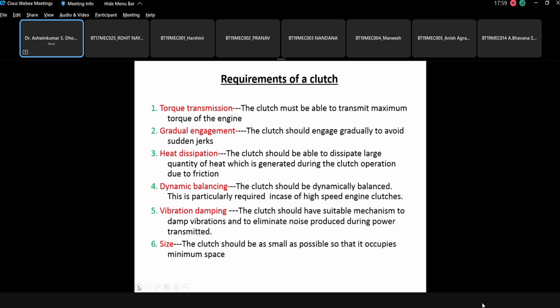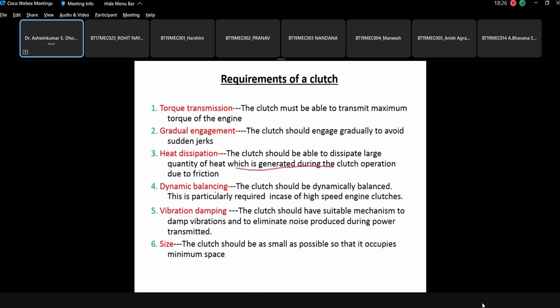Now heat dissipation: the clutch should be able to dissipate a large quantity of heat which is generated during clutch operation due to friction. This is very obvious, since the power transmission is by way of friction, so we have to be careful regarding the heat generation. Most of the time the failure of the clutch happens due to heat generation. The vehicle becomes hot.